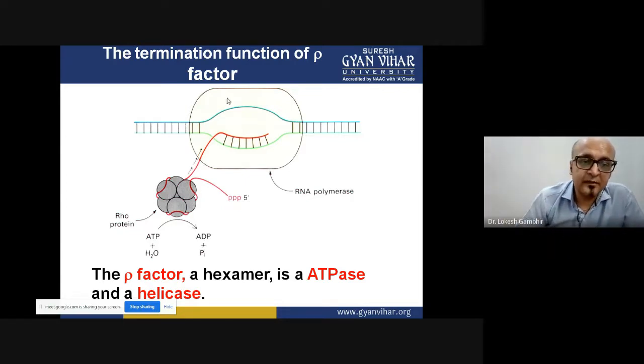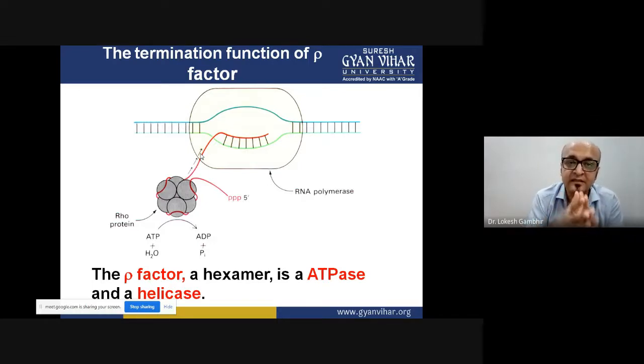What is happening? This is the transcription bubble. Suppose it has reached a stop codon. Now, what will be happening? This RNA, which is coming out of this bubble, is recognized at the terminus by this Rho protein. The terminal portion will be recognized by Rho protein. The hexameric Rho protein will bind to this RNA in a hexameric form. Six units of Rho protein will be binding to it. It will move through the RNA molecule and now it will reach the transcription bubble.